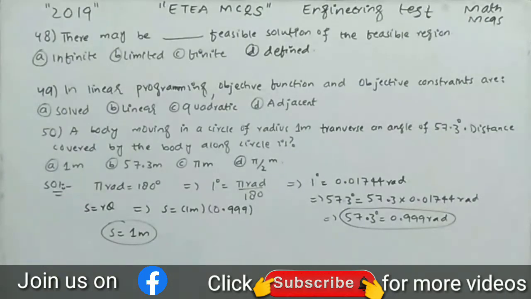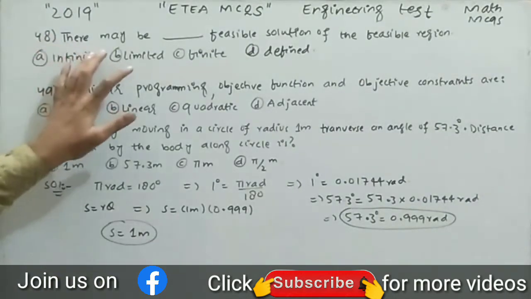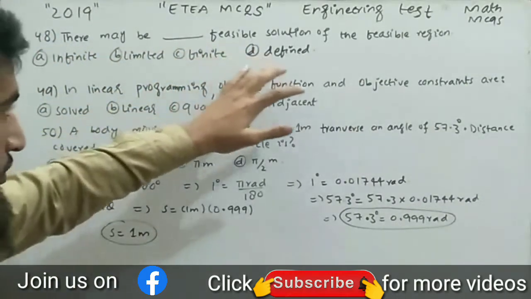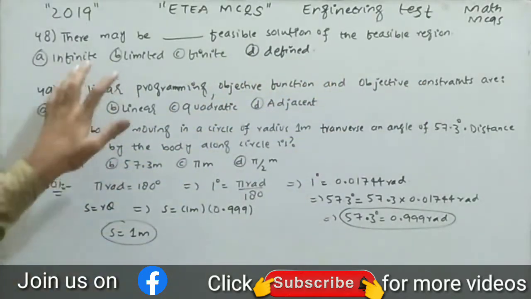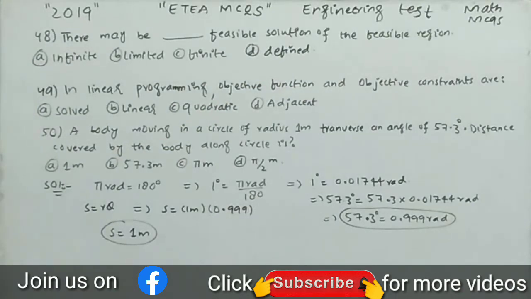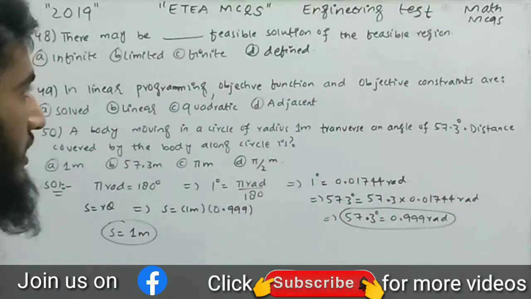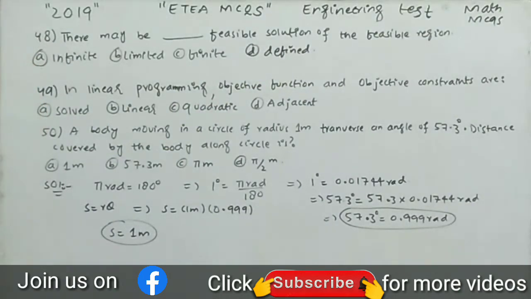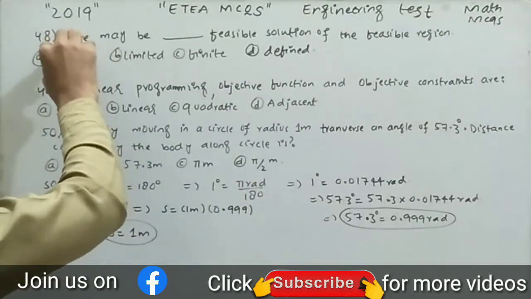Now move to the next MCQ number 48. It tells that there may be dash feasible solutions of the feasible region. Four options are given: infinite, limited, finite, defined. Remember, there are an infinite number of feasible solutions inside the feasible region. It means the correct option for this MCQ is infinite, option number A.